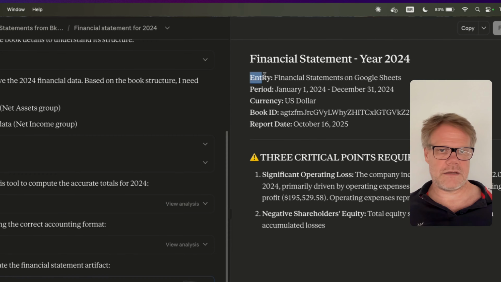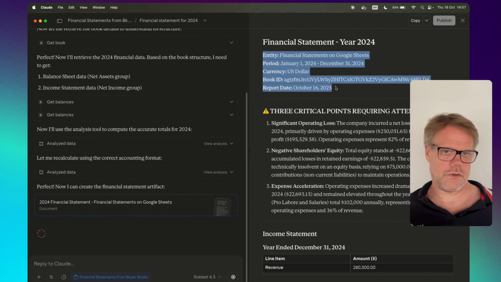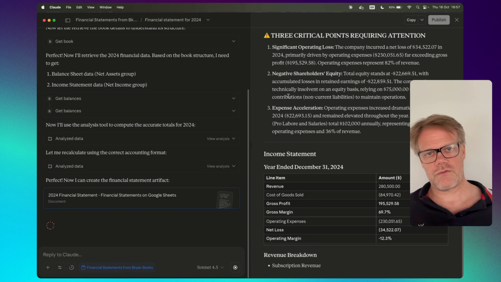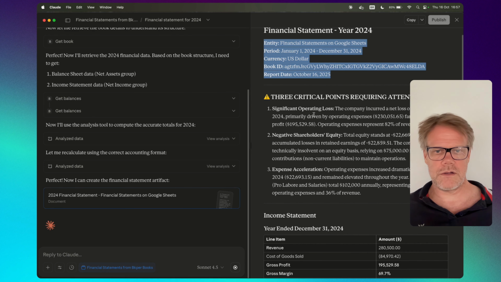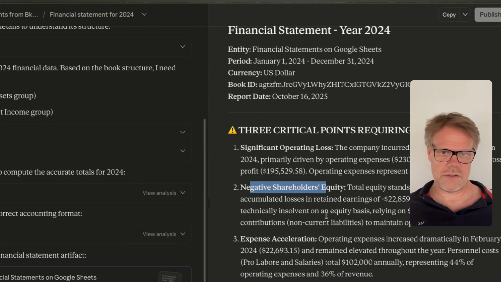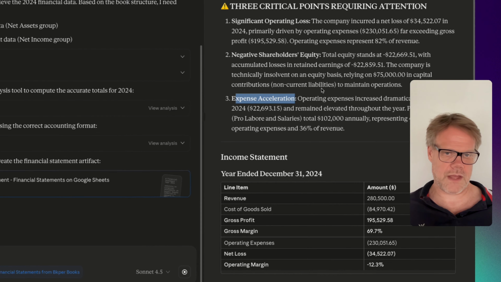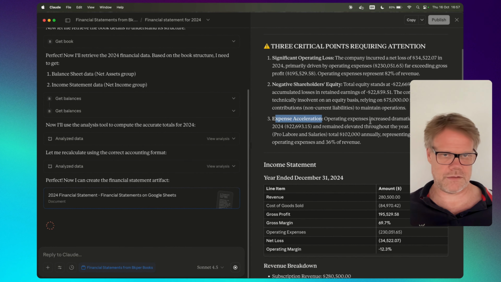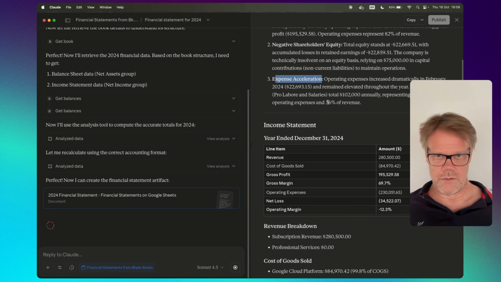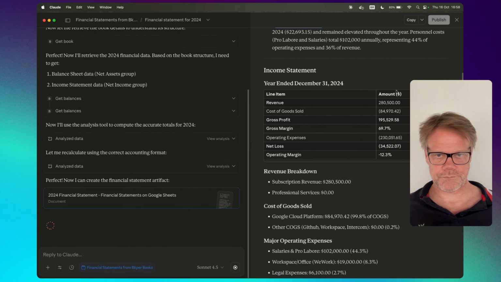You can see that it uses some metadata which are in the book properties, so it's not only transactions. Let's have a look here. It mentions that the company has a significant loss, negative shareholder equity, which is right, and increased expenses, operational expenses. Okay, then it goes to the income statement directly.